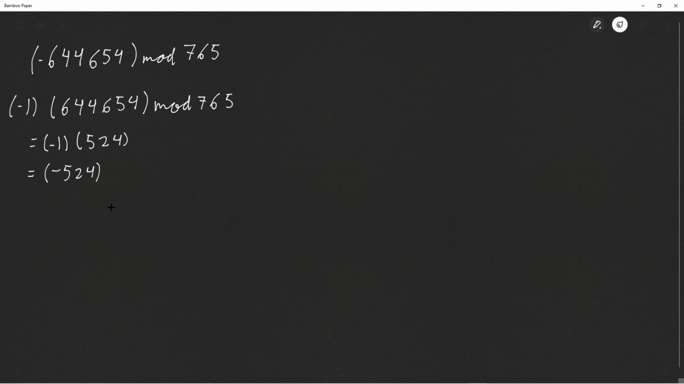-524. But now, in order to get our final answer, if we end up with a negative answer, you take your negative answer and add whatever your dividend is, or whatever you're taking the modulo of. So this will be plus 765, which will give you your final answer of 241.